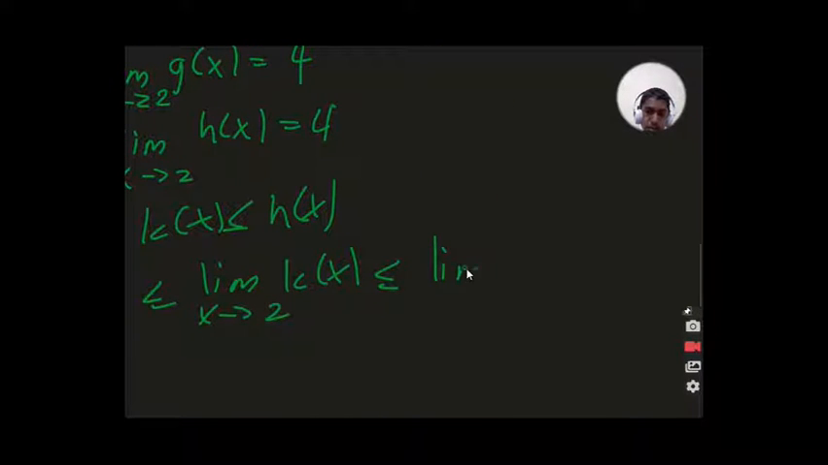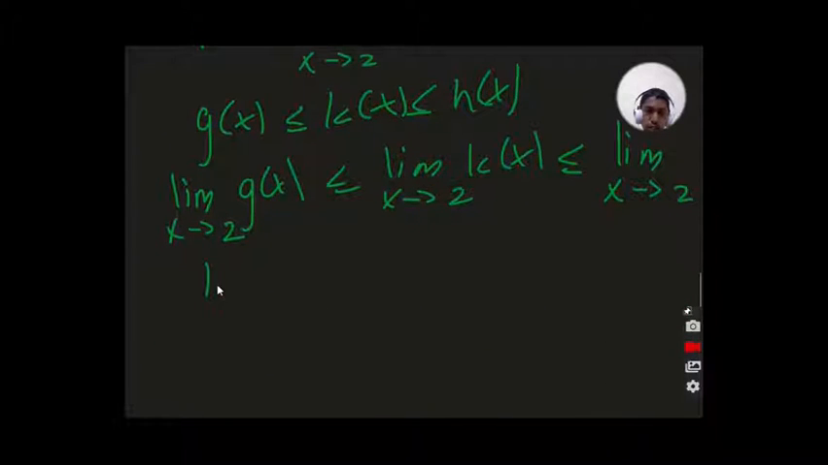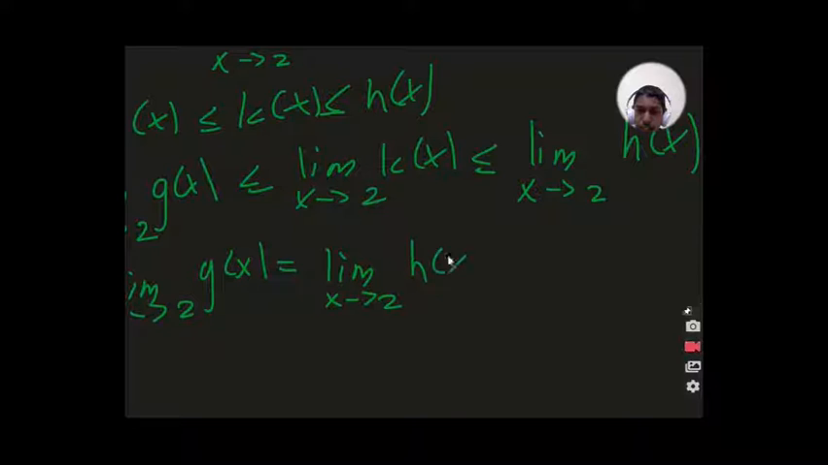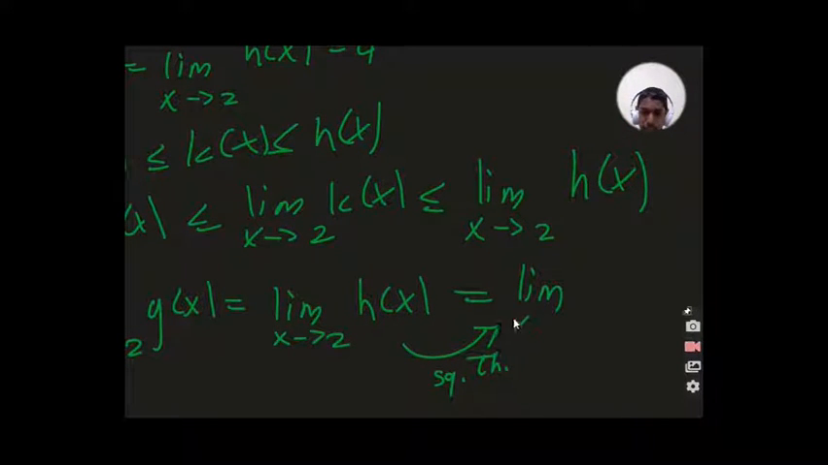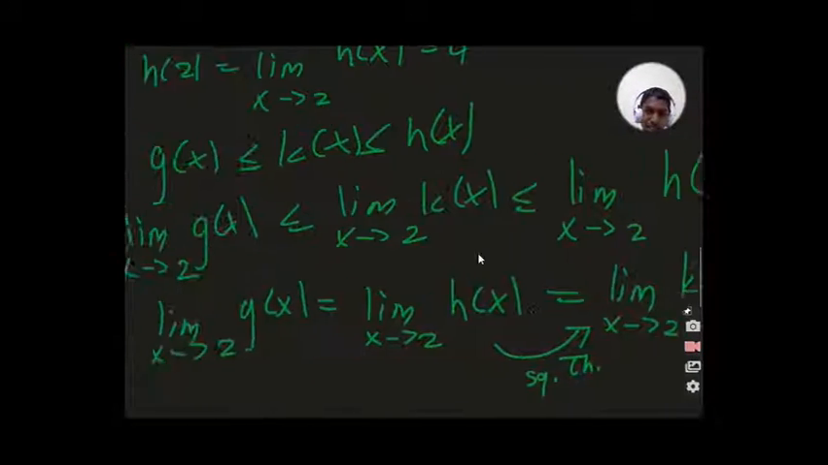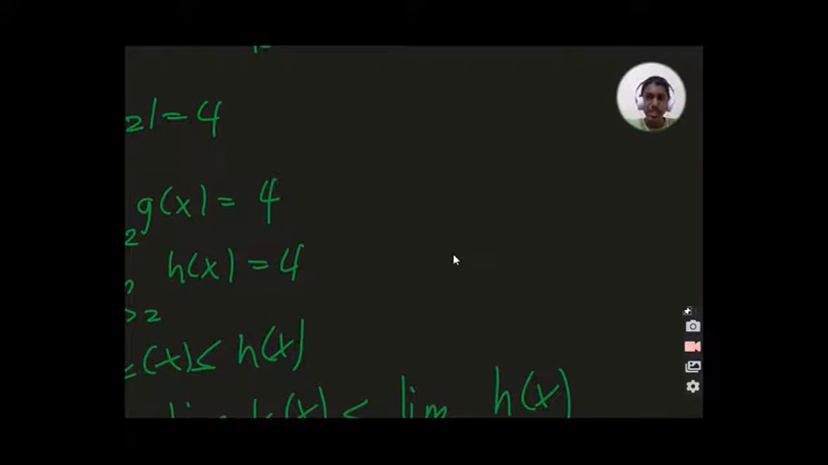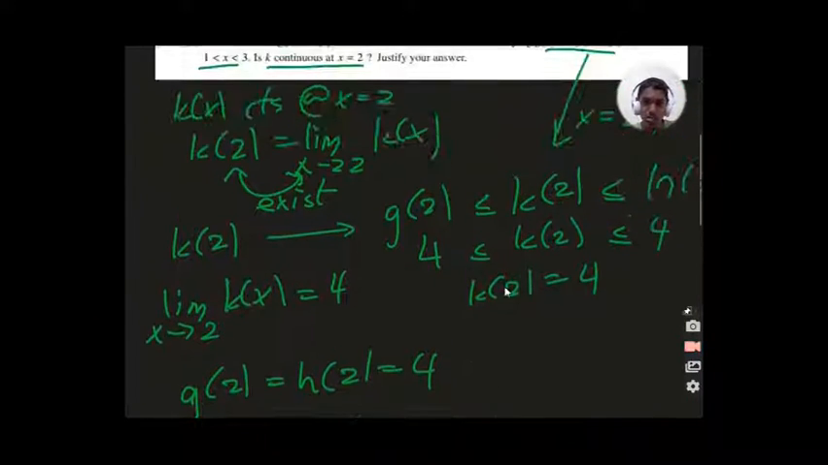Plus center equal to the limit as x approaches 2 of h of x. If we know that the limit as x approaches 2 of g of x is going to equal h of x, then we know by the squeeze theorem (so write squeeze theorem in shorthand) that it's going to also equal the limit as x approaches 2 of k of x.